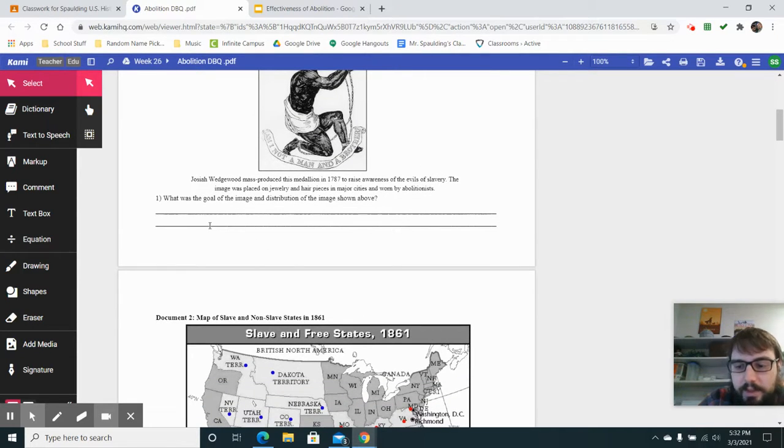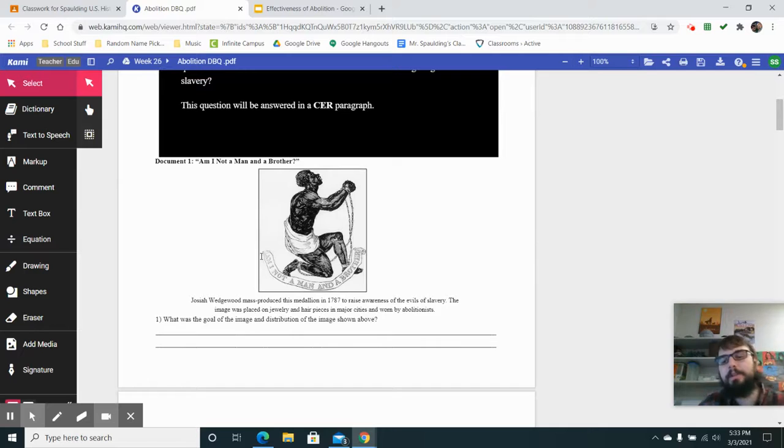Okay, oh, I kind of got a little ahead of myself, sorry. Question 1, what was the goal of the image and the distribution of the image shown above? Okay, so what was the goal that they were trying to get out of this, do you guys think? Well, if I use my context, if I'm wearing this and I want other people to see this, I want them to think about, aren't these people too? And if they're people, shouldn't they not be treated like slaves? Shouldn't they be considered equal?